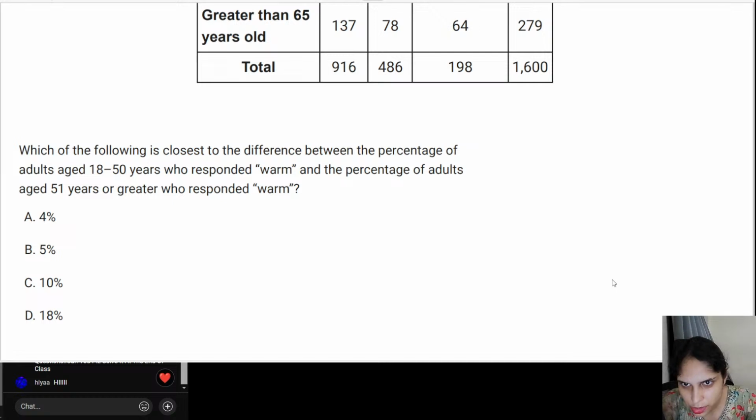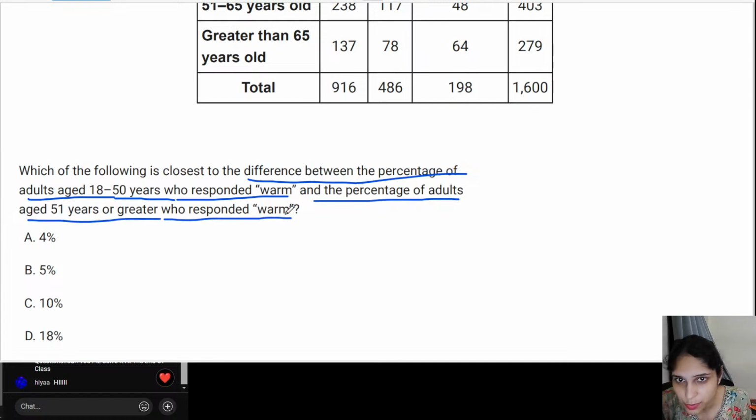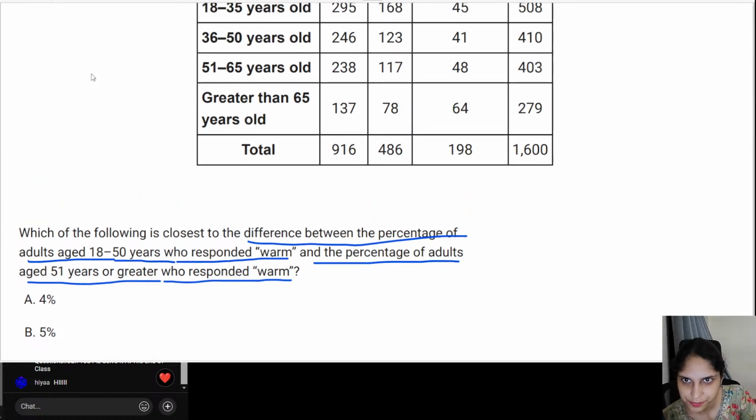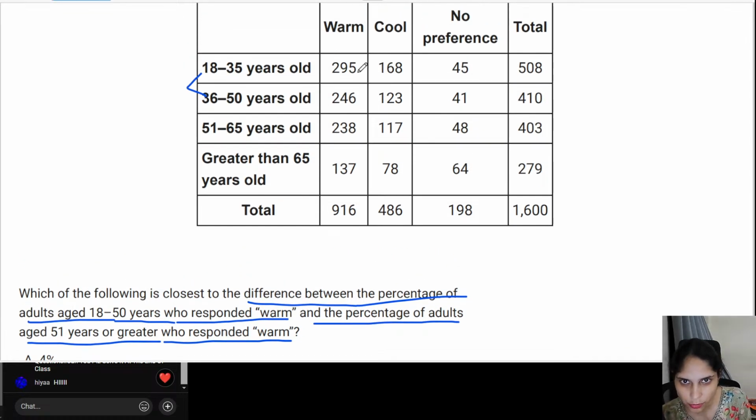Which of the following is closest to the difference between the percentages of the adults aged 18 to 50 years who responded warm and the percentage of adults aged 51 years or greater who responded warm? Okay, so we have to find the percentages of people who chose warm amongst 18 to 50 years. So 18 to 50 is bifurcated, so we'll have to take both of them. And because we're talking about warm, this and this is going to be your total.